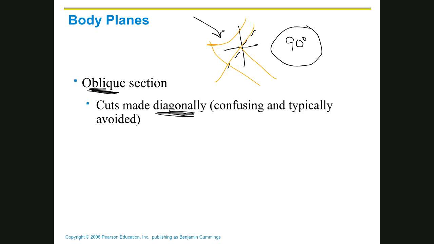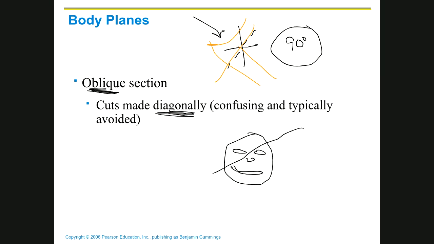But we try to avoid diagonal sections because they're very confusing. Look at a face. If you cut a face, we expect what you have on one side to be on the other because we're bilaterally symmetrical. But if you cut it this way, and then if you think about what this person would look like, they would sort of look like this.